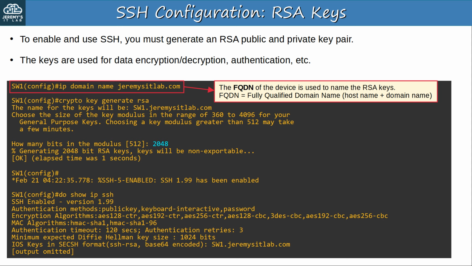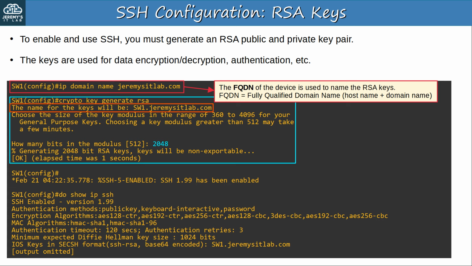First, I configured the domain name of Switch 1 with ip domain name jeremysitlab.com. The reason for this is that the FQDN of the device is used to name the RSA keys. By the way, FQDN means fully qualified domain name, which is the host name plus the DNS domain name. Then I generated the RSA keys. The command is crypto key generate rsa. Here it shows the name of the keys, switch1.jeremysitlab.com, which is the FQDN of Switch 1.